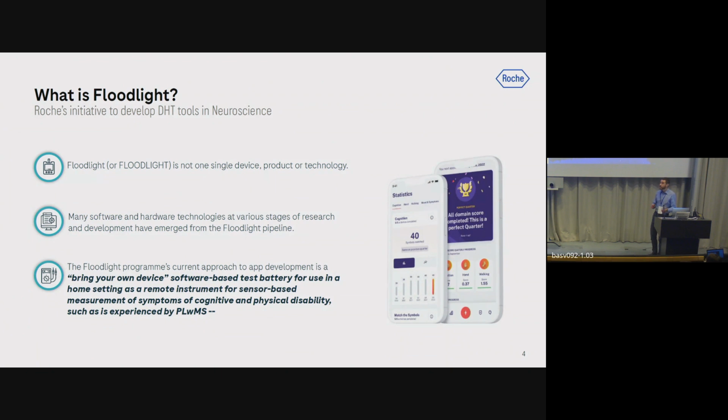What is Floodlight? If you Google Floodlight MS, you will most likely end up with the image that you see on the right. That's Floodlight. It looks like an app on a smartphone. That's what it is, but it's not only that. It's much more than that.